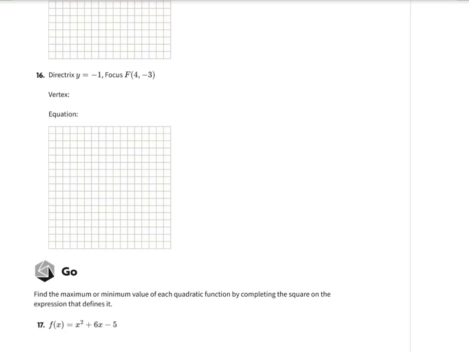This is the same type of question. The directrix is y equals -1. The focus is 4, -3, so it's going down. So this one, we get another one that's going to be opening down. The vertex is in between the two, so it's going to be at 4, -2.